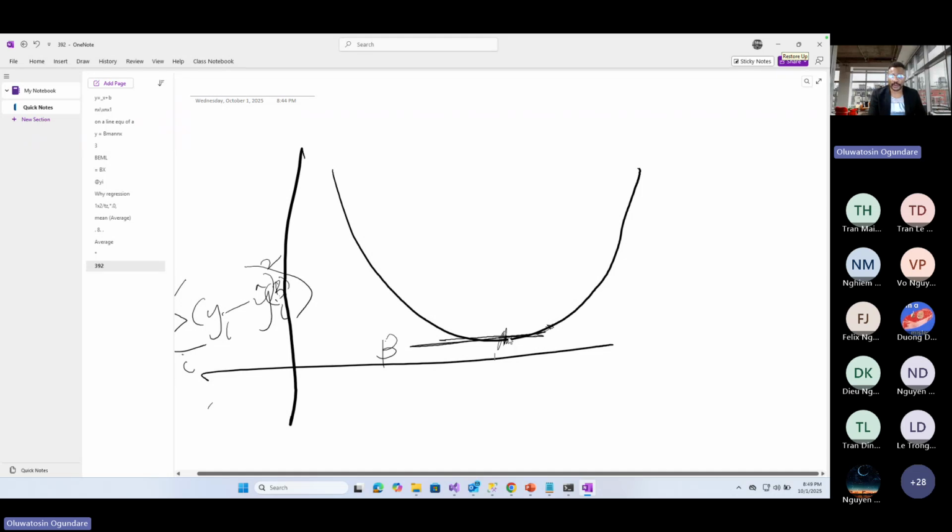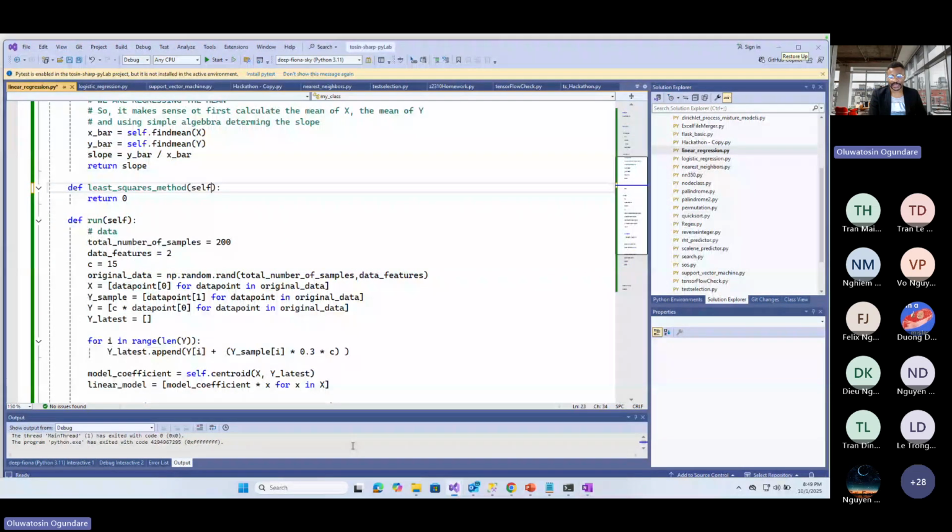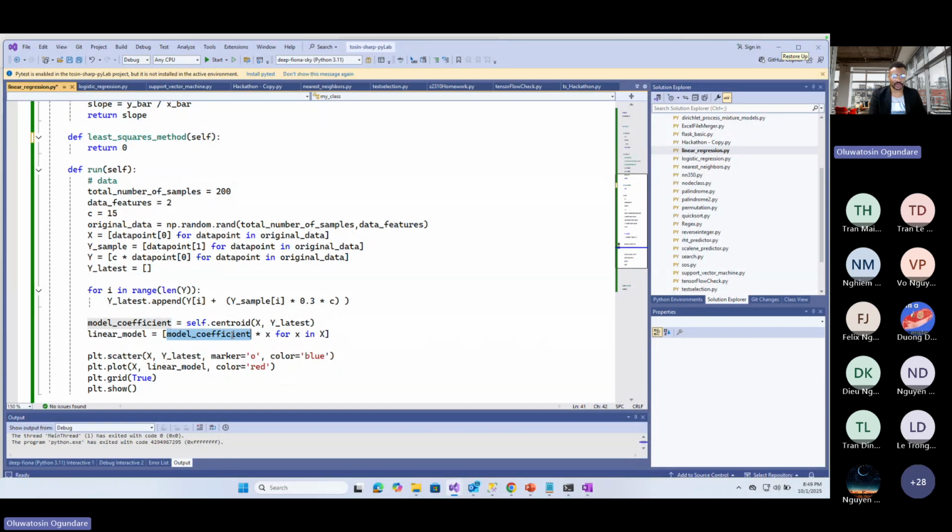So you need to be able to stop correctly at the minimum. When you plot your new line, instead of using the model coefficient which we calculated from the centroid, we're going to be using the model coefficient which we've calculated from the least squares method. Regardless, they are both calculating the model coefficient. When you implement least squares, it is also going to return coefficients, which we're going to use to plot our line. And in fact, we can compare the line from the centroid with the line from least squares. Does this make sense, Dong?